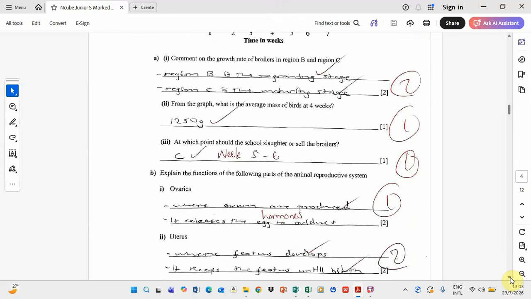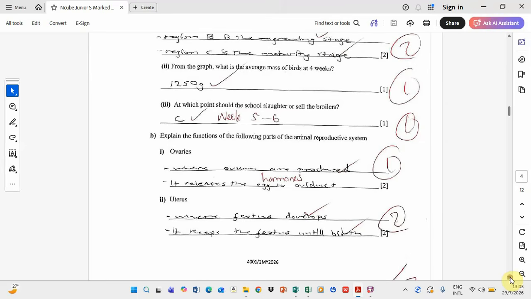At which point should the school slaughter or sell broilers? At region C, when they've reached maturity, or between week 5 and week 6, where growth rate is no longer increasing.